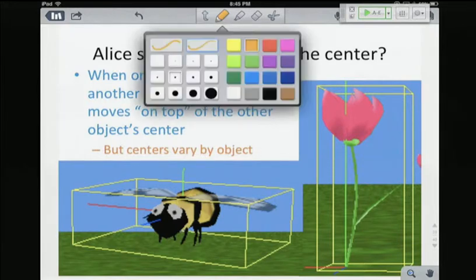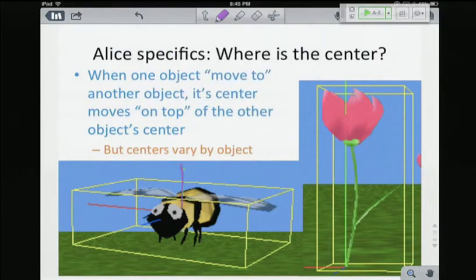So for example, we're going to be doing an example with a bee. For this example, the center of a bee is smack in the middle of him. It's halfway between his top and bottom and halfway from the left to right. But we're also going to be using a tulip, and the center of a tulip is not probably where you think. It's at the very base of the stem. And a lot of people in Alice have their centers in between their feet. Just so you know, that often happens.